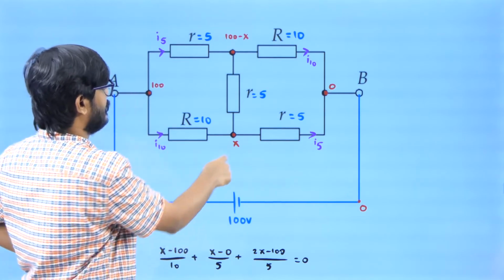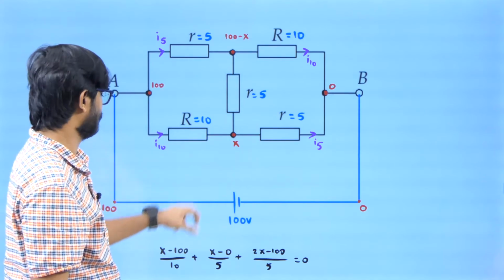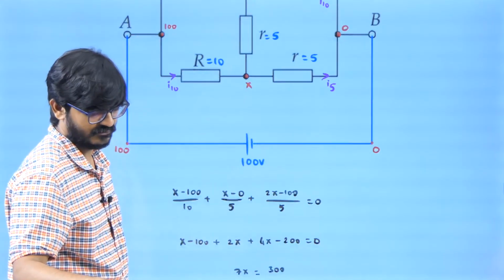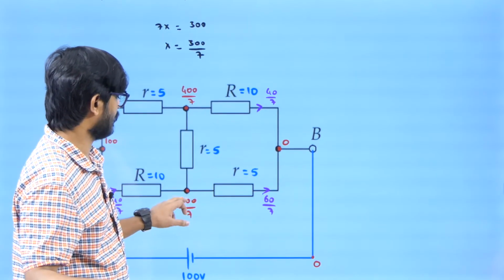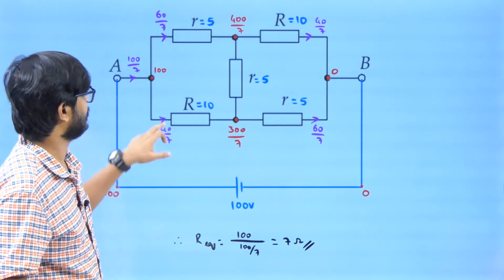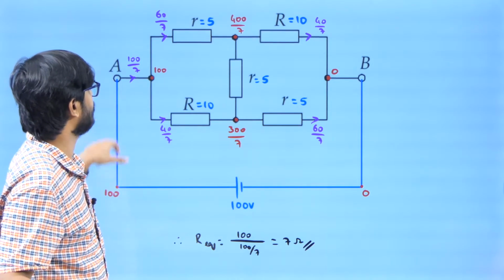Now, what I will be doing, I can see a T shape here. So I will be writing the same formula for this T shape. Outgoing current must be equal to 0. From there I will be getting the value of X. So what I am doing is I am putting the value of X. So I will be getting 300 by 7, 400 by 7. So I will be getting the current here is 60 by 7, 40 by 7. Current here is 100 by 7. Battery of 100 volt is giving 100 by 7 current.